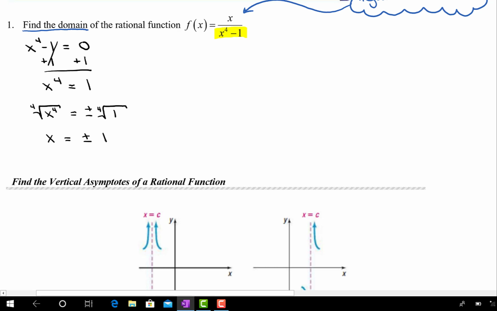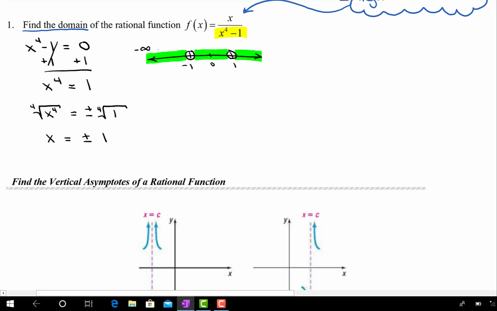Remember, you always put a plus or minus whenever you take an even root of both sides of an equation. So that's why we put the plus or minus there. So this is basically saying that positive 1 and negative 1 are my restricted values. I'm going to draw a number line for my visual learners, because I know this helps my visual learners understand what our domain is going to be. So it's basically all the numbers that I'm highlighting in green. Those are going to be the numbers that are in my domain.